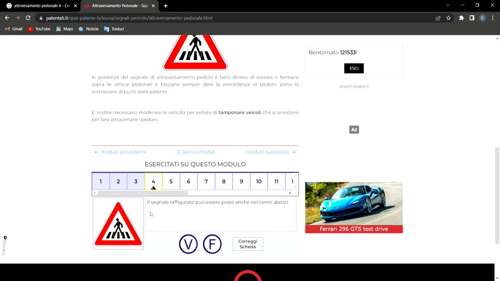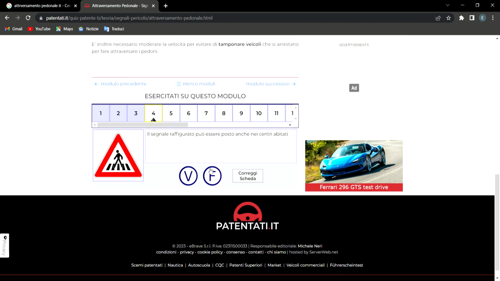Number four says: il segnale raffigurato può essere posto anche nei centri abitati. During our explanation, we came across something like this. It's saying that this very sign could as well be found in a city, and it's true.